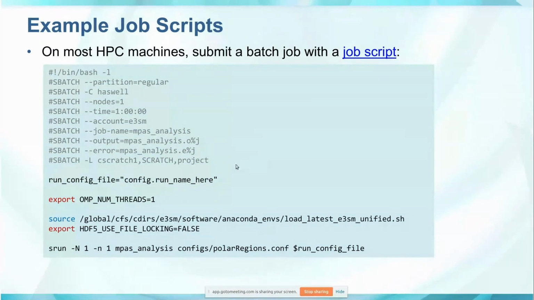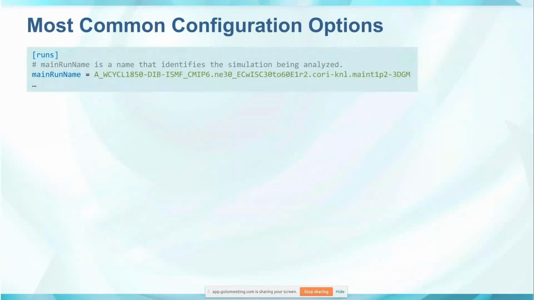The gist, though, is that you're just running on a single node with a single processor, the MPAS-Analysis executable, and giving it a config file. And despite us running on one processor on one node, you're actually using the full node with task parallelism or with thread parallelism.